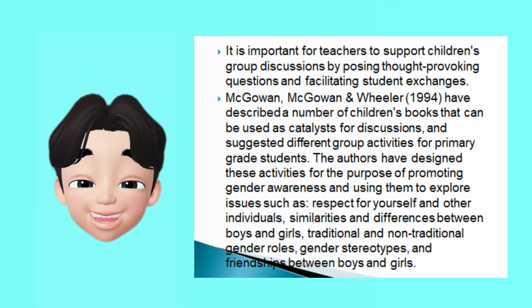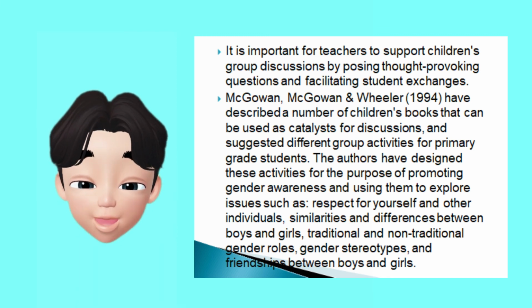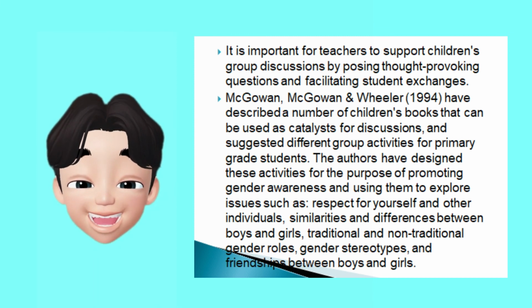Along similar lines, Lawrence 1993 suggests getting older students to conduct surveys and create collages to sensitize themselves to gender issues they encounter in books they read. And Trites 1997 reminds us that during discussions with children, it is important to validate both feminine and masculine voices and to listen to dissenting individual opinions.